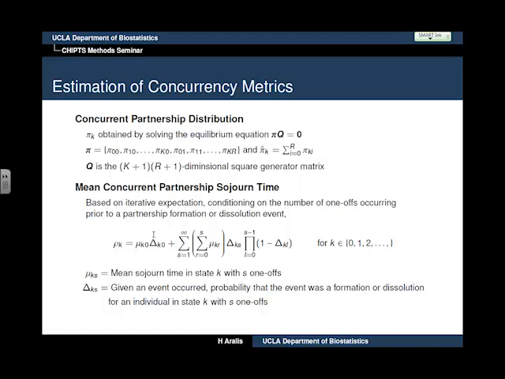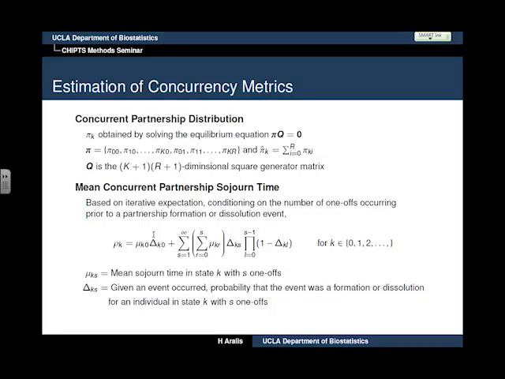And then to calculate the mean concurrent partnership sojourn time, we can use this iterative expectation formula. Once again, it involves some truncation at a certain point that you can get as close as you'd like in terms of accuracy by taking this out. In order to do so, it involves defining the mean sojourn time in state K with S one-offs as mu Ks, and then delta Ks as, given that an event occurred, the probability that the event was a formation or dissolution for an individual in a state of K with S one-offs. So basically, we're calculating the mean sojourn time in state K, attributed to the time on average somebody would spend, the expected time in state K with zero one-offs, plus the expected time in state K with one one-off, plus two, plus three, taking it out as far as you can.